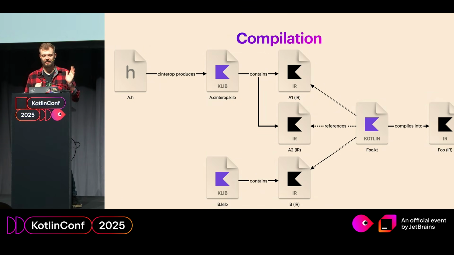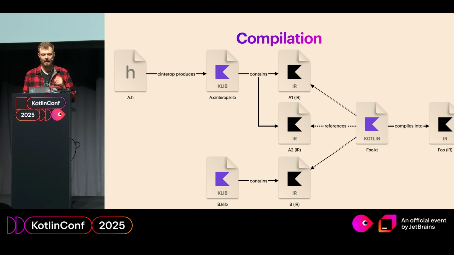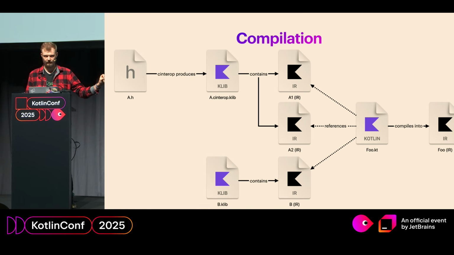So top left, we have the header file. So A, in this example, will be a native library that our Kotlin depends on. And then B will be a Kotlin native library that someone else built for us. So cinterop gives us klib from that header file. Once we are done with that, we don't need the header file anymore. We just have the Kotlin klib.